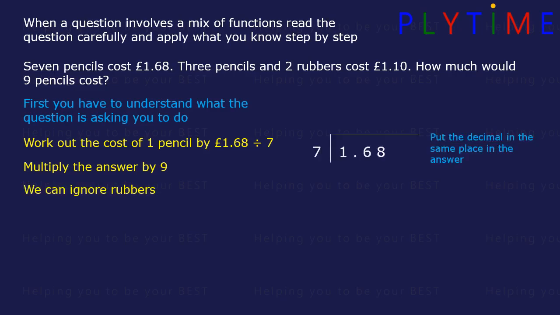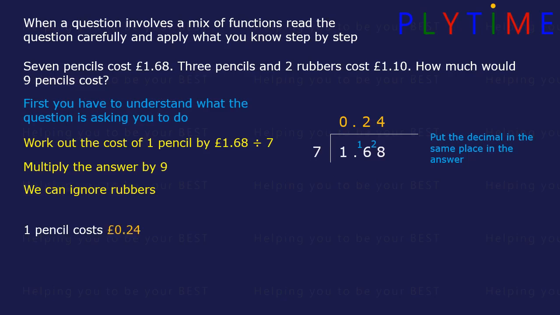£1.68 divided by 7. We put the decimal in the same place in the answer and start dividing. 1 divided by 7 is 0 with a remainder of 1. 16 divided by 7 is 2 with a remainder of 2. And 28 divided by 7 equals 4. So each pencil costs 24 pence.